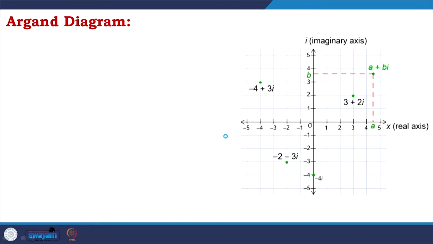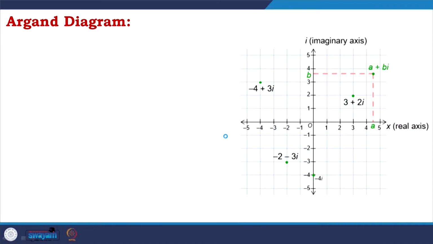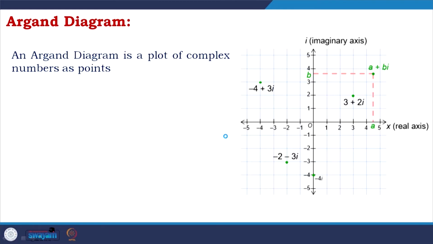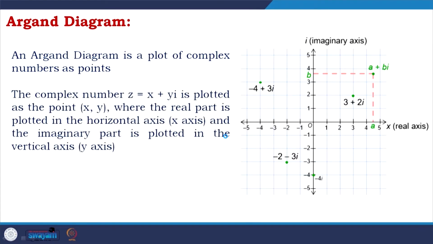We will talk about the Argand diagram. We are going to show how it is important in structure solution, but before that, what is an Argand diagram? An Argand diagram in mathematics is a plot of complex numbers as points. The complex number, let us say z equals x plus yi, is plotted as the point (x, y), where the real part is plotted on the horizontal axis, which is the x axis, and the imaginary part is plotted on the vertical axis, which is the y axis.